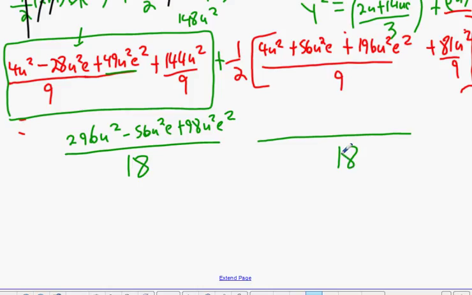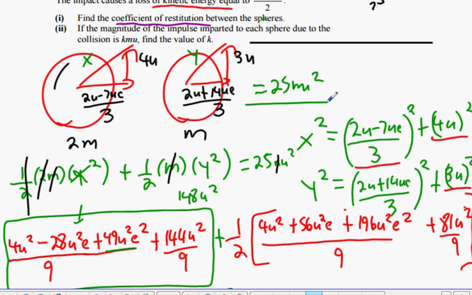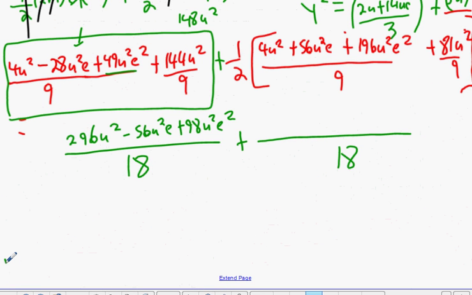Okay, awesome. We're adding the kinetic energy of 2 different spheres and saying that they're equal to 25 mu squared. Okay, so we're involved in a massive battle. 4u squared plus 81u squared is 85u squared. Okay. Next part. That's convenient there, you see it?